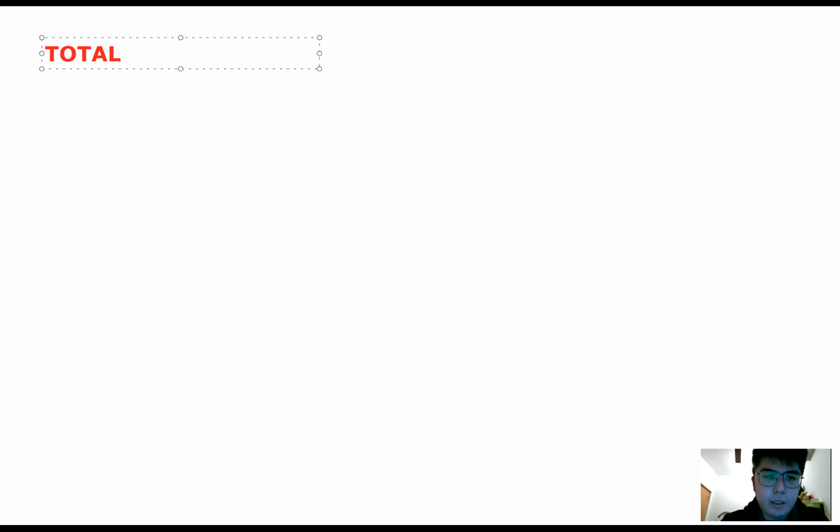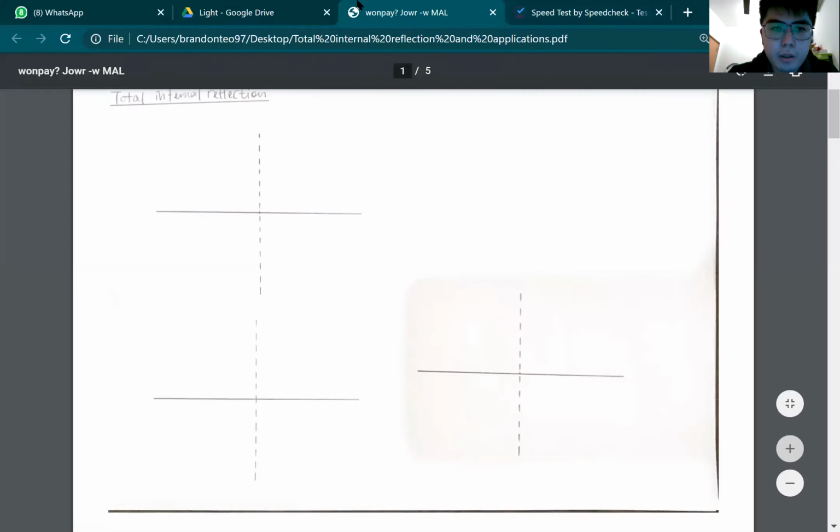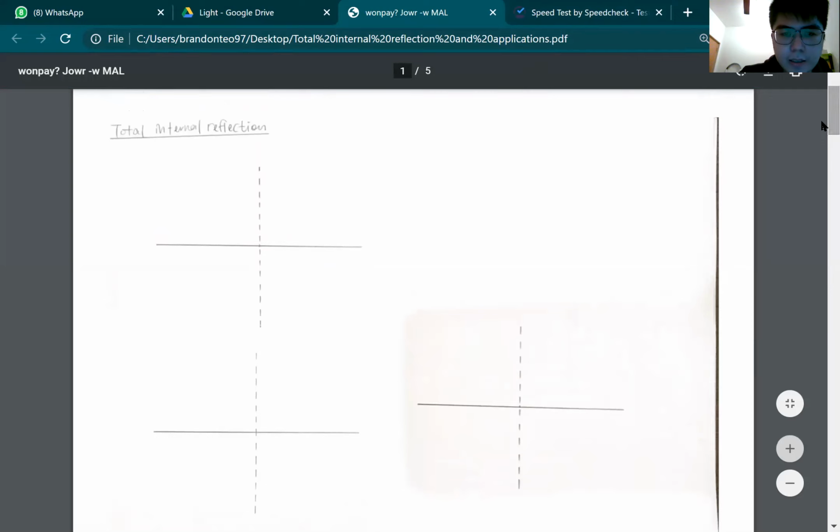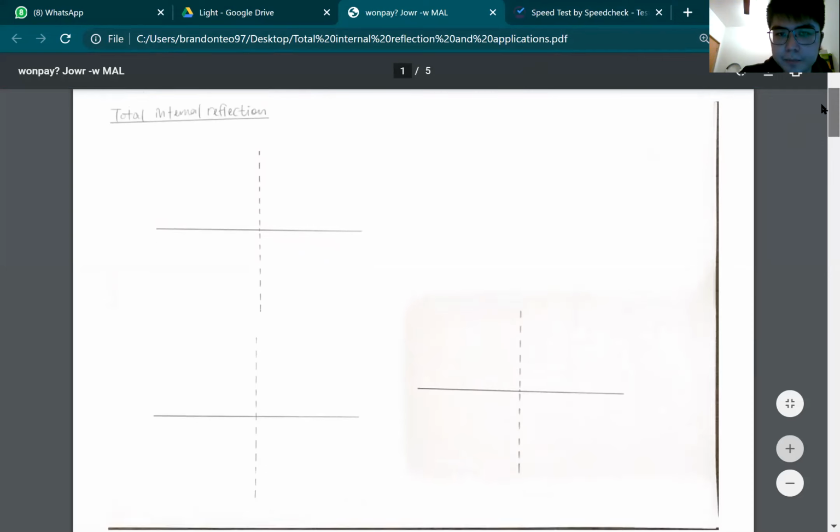Total internal reflection. I'll share the screens in. Okay, like total internal reflection.